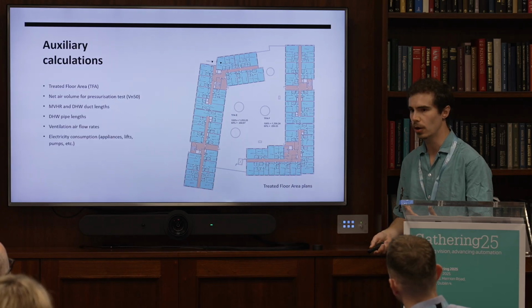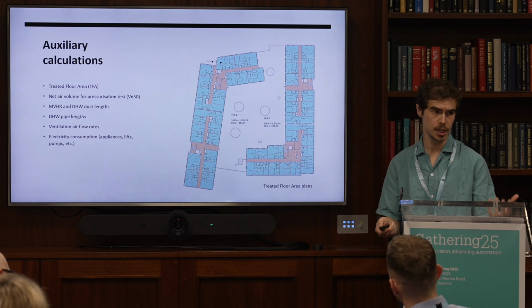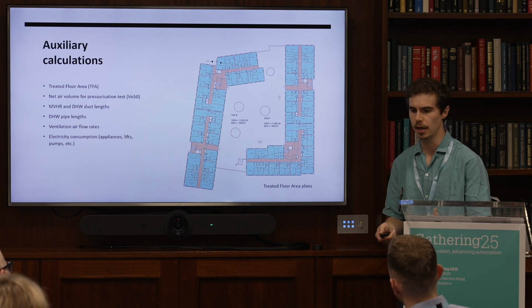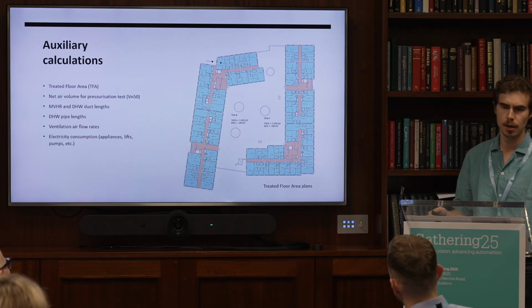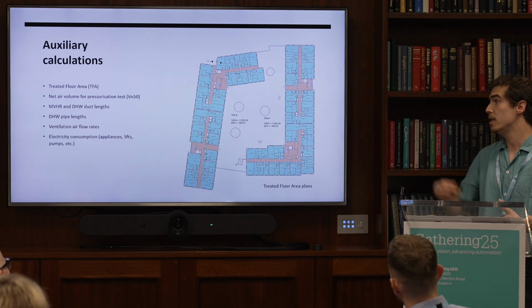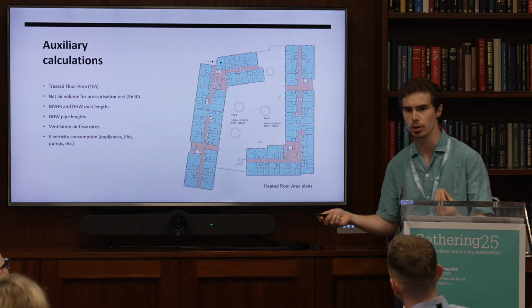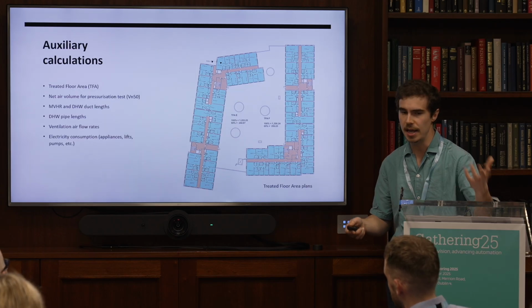We also do other calculations inside of BIM, like the volume of our building, which is relevant for our air test. Maybe you know that Passivhaus buildings need to be very airtight, so we don't lose heat through infiltration. And then there are other calculations that we need to do on the side, like electricity consumption of certain appliances or water pumps, lifts.